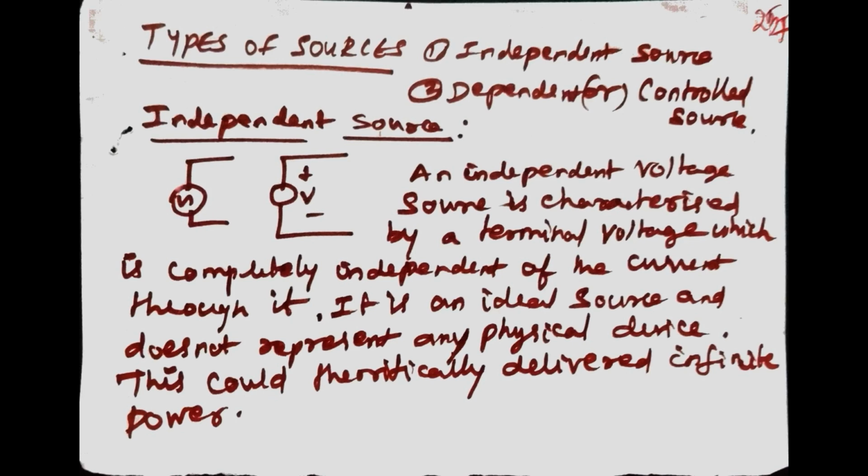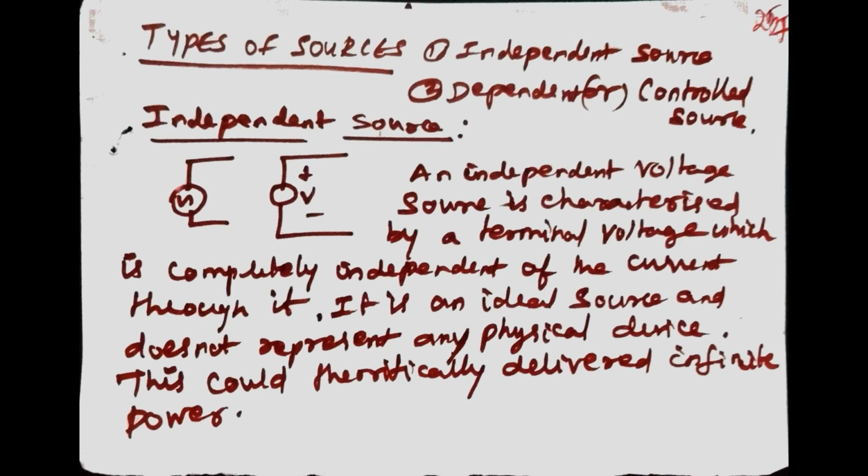Types of sources: first, independent sources; second, dependent or control sources. Independent sources: the circuit is shown in the figure, with plus and minus V_S put in a round. An independent voltage source is characterized by a terminal voltage which is completely independent of the current through it. It is an ideal source and does not represent any physical device. It could theoretically deliver infinite power.